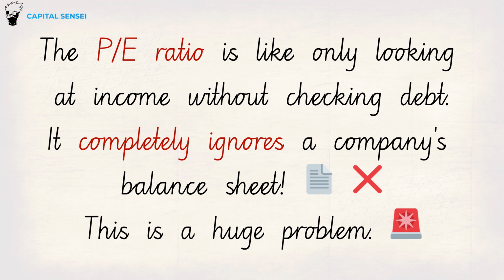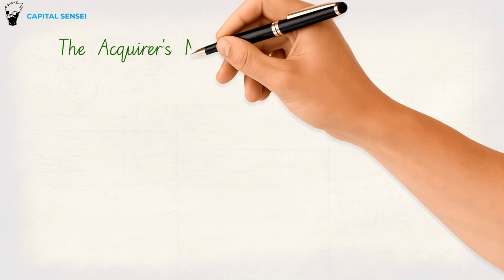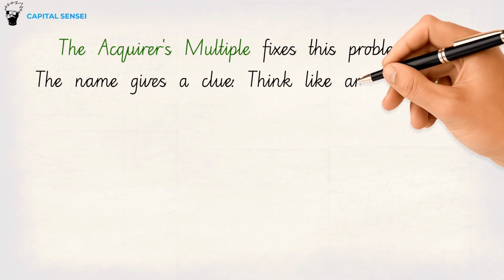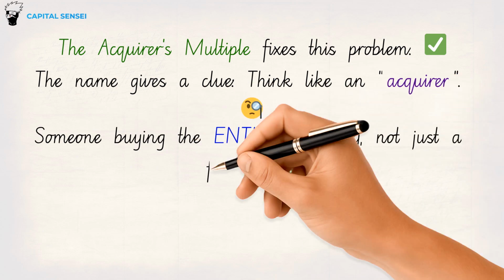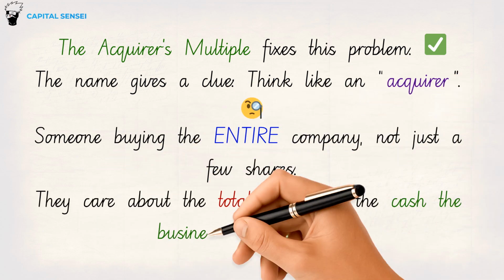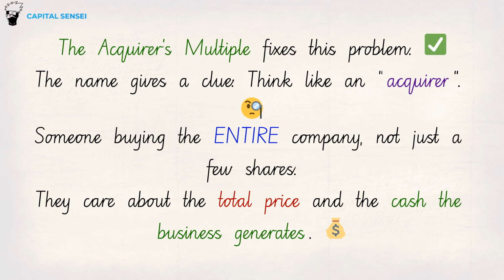This is where the Acquirer's Multiple comes in. It was designed to fix this exact problem. The name itself gives you a huge clue about the philosophy behind it. It's about thinking like an acquirer, someone who is looking to buy the entire company outright, not just a few shares. Think of a private equity firm or a competitor looking to make a takeover offer. What would they really care about? They'd care about the total price to own the whole thing and how much cash the actual business operations can generate to pay them back.